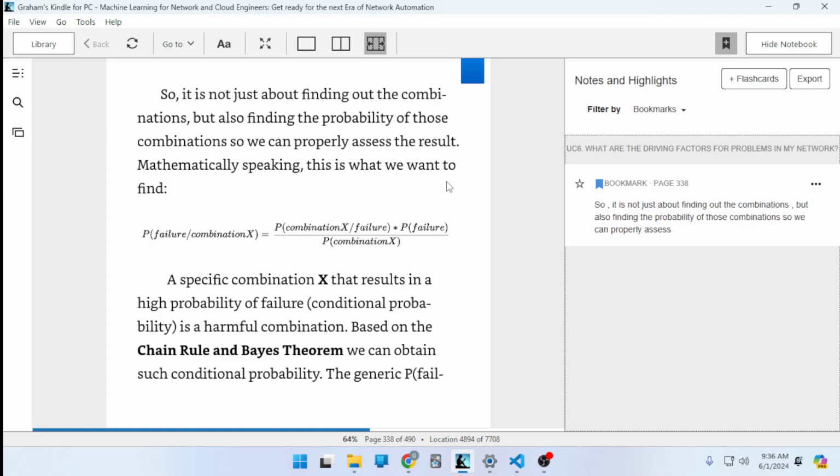All right, so it is not just about finding out the combinations, but also finding the probability.